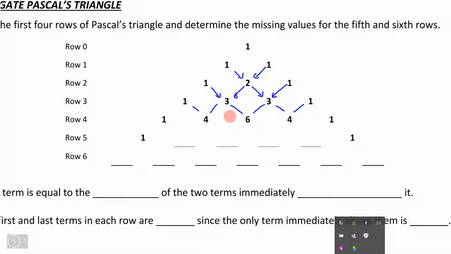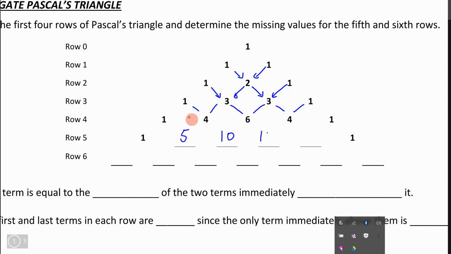If I look at row number 5, the row has to start off with number 1. But every other number is the addition of the 2 diagonal numbers from the left and from the right. So 1 plus 4 gives me 5. 4 plus 6 gives me 10. 6 plus 4 gives me 10. 4 plus 1 gives me 5. And there is row 5.